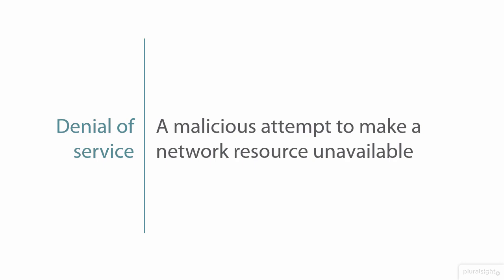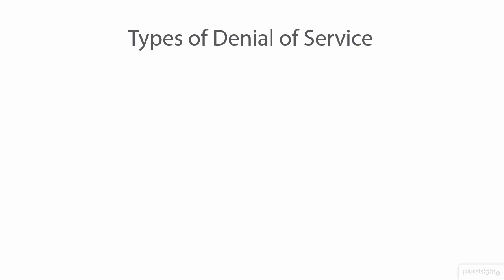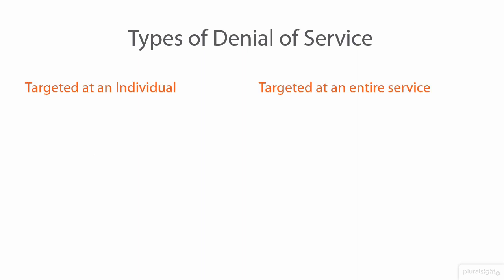We're going to go through and look at a number of different exploits that can be used by attackers to make sure that the victims can't access the web application that's being targeted. To begin with though, I'd like to quickly touch on a couple of different types of denial of service attack. These are a couple of very broad categories: targeted at an individual and targeted at an entire service. Now let me explain these two more clearly.